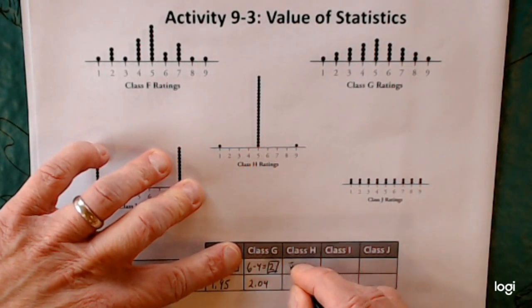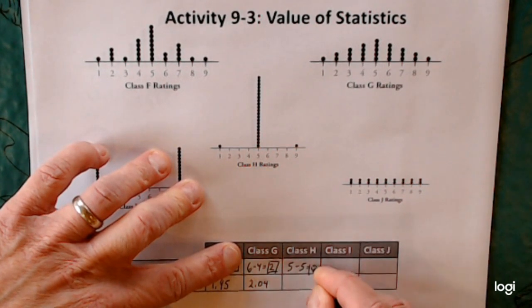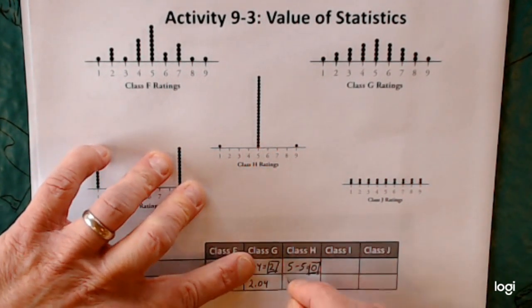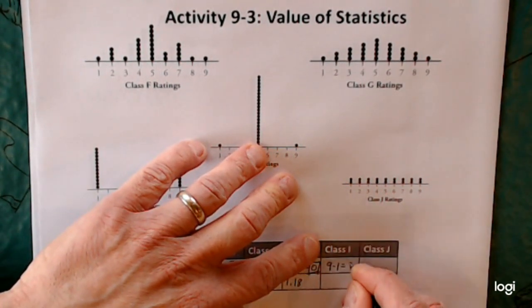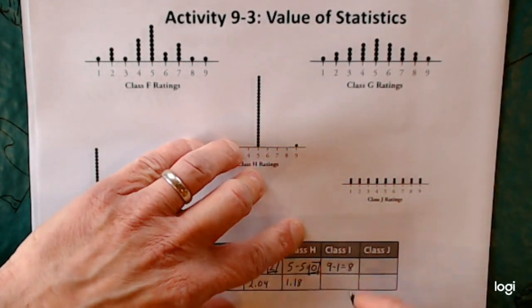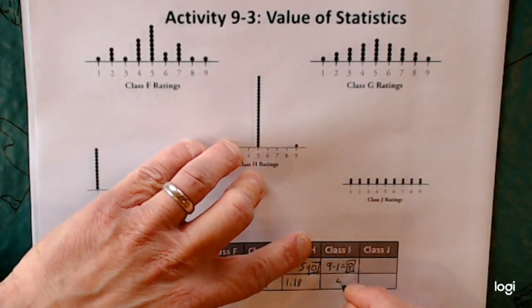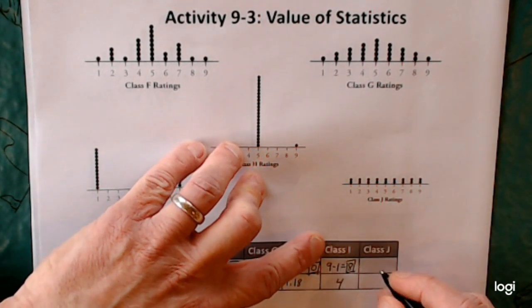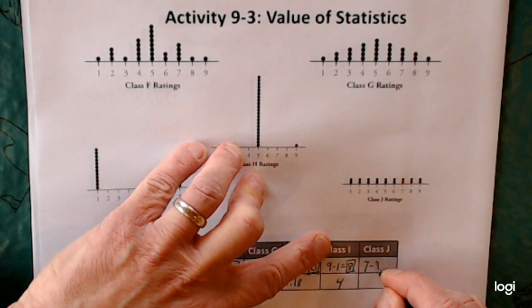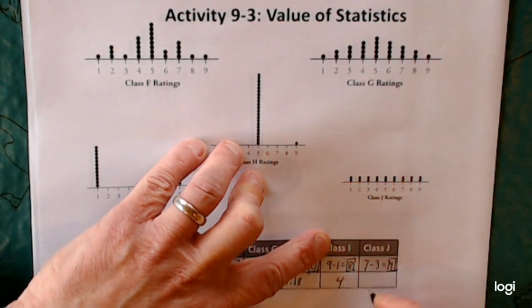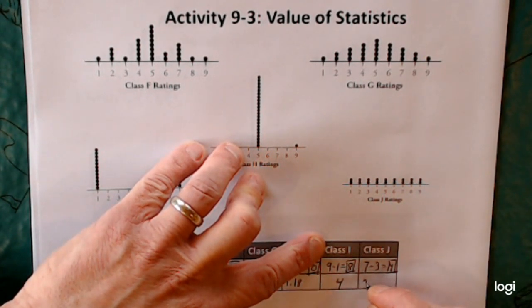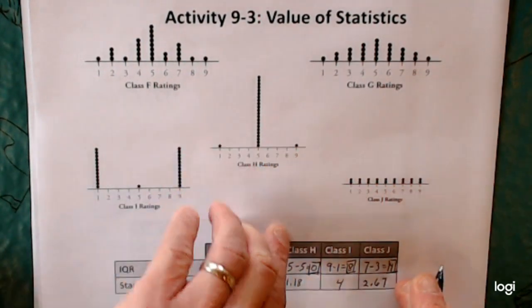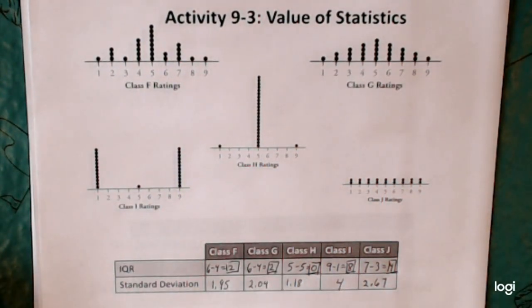For Class H, the IQR is 0, and the standard deviation is 1.18. For Class I, the IQR is 8, and the standard deviation is exactly 4. And for Class J, the IQR is 7 minus 3, or 4, and the standard deviation is 2.67, approximately.